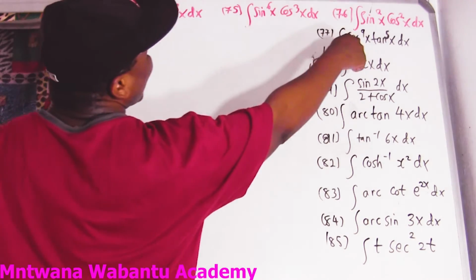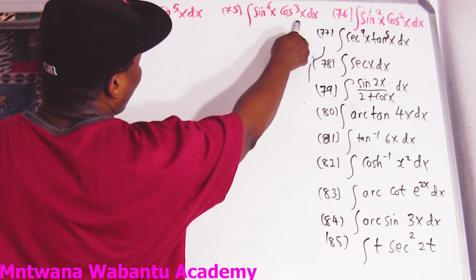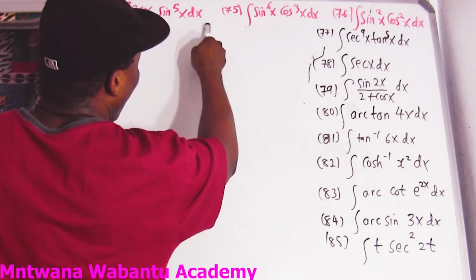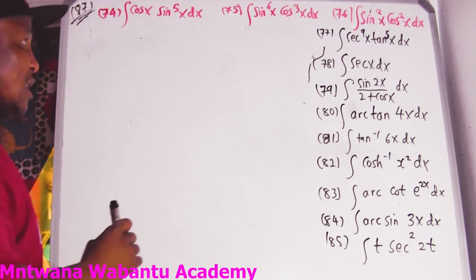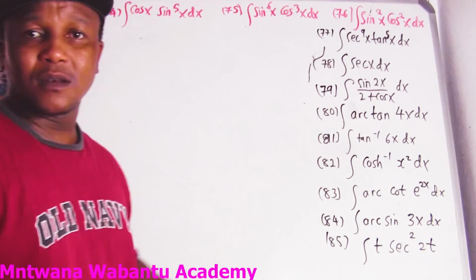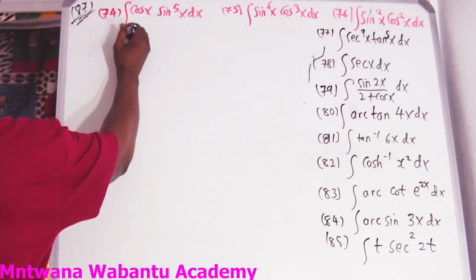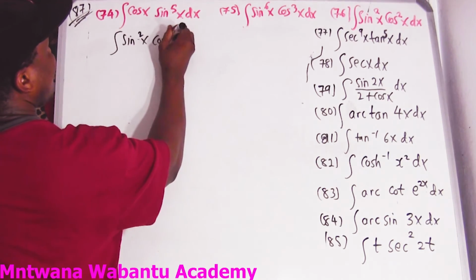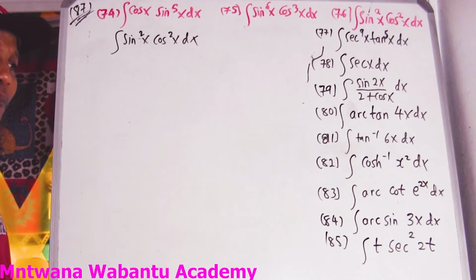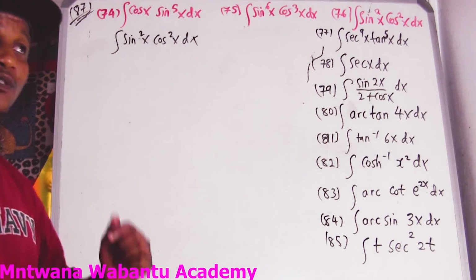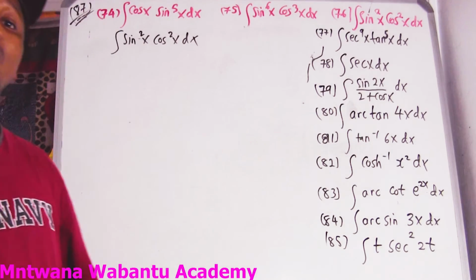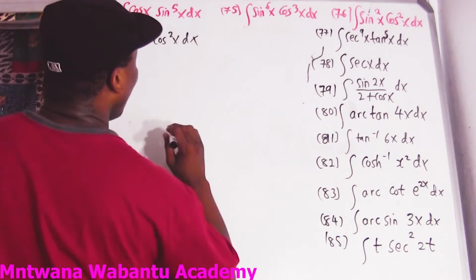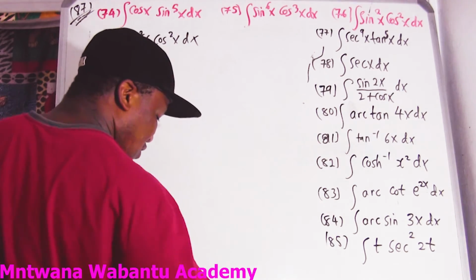If they give you both even powers, you see here it's even, odd, even, odd, even, so you do that trick. But now you see both are even powers: sine to a power and cos x dx. So how am I going to go about this? You have to know the double angle formulas of sine and cos. Let me use another pen here.